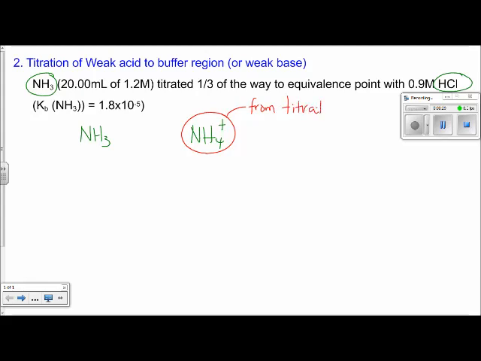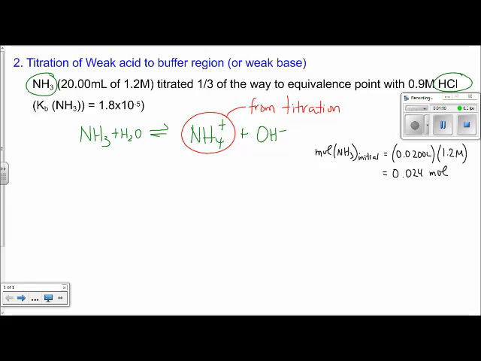Because these are a conjugate pair, they're going to straddle the equilibrium, as we mentioned. And so ammonia in water will give us the ammonium ion and the hydroxide ion. Now we need to know how many moles we have initially of ammonia, how many moles we start with at the beginning of the titration. So we use the volume that we're given and the molarity that we're given, 1.2 molar, and that gives us a total of 0.024 moles.